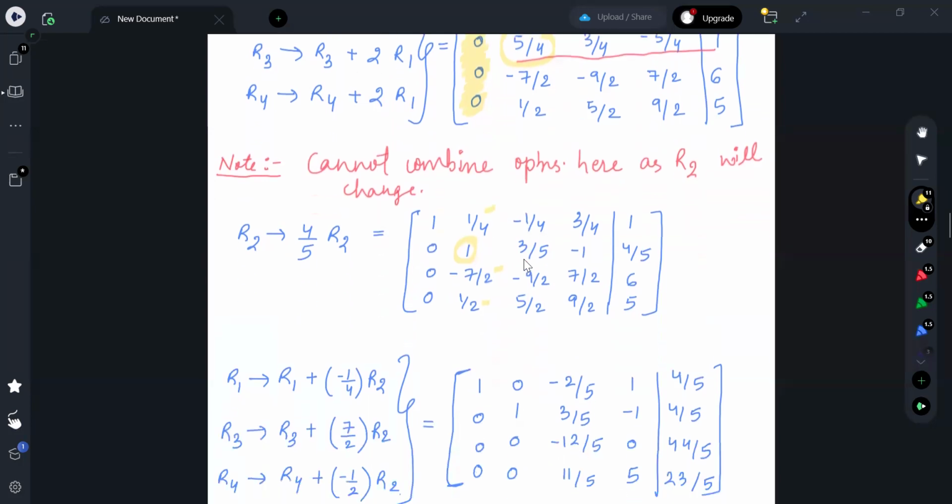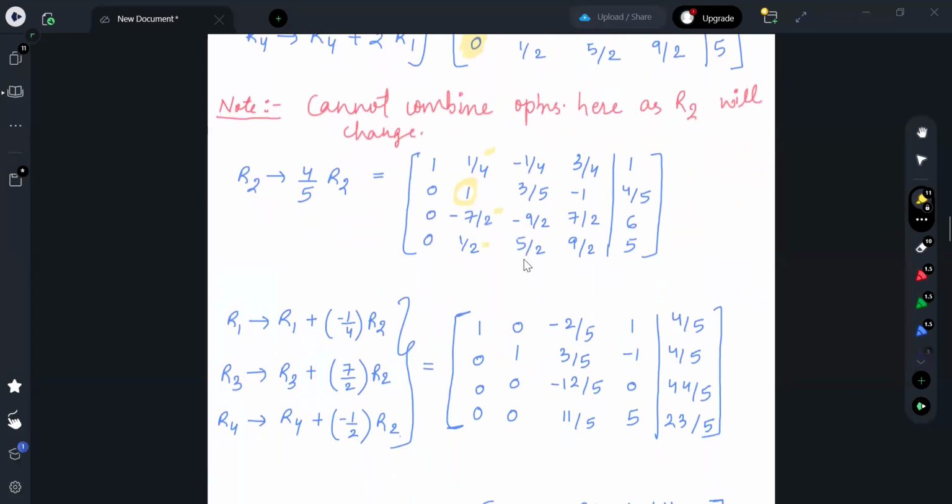Now, I'm changing all the entries above and below this second row, second column 1. And you know now what the drill is. I need to add a negative of 1 by 4 to this row, to row 1 a positive of 7 by 2 to this one, and a negative of 1 by 2. And there you go, all my row operations are listed here.